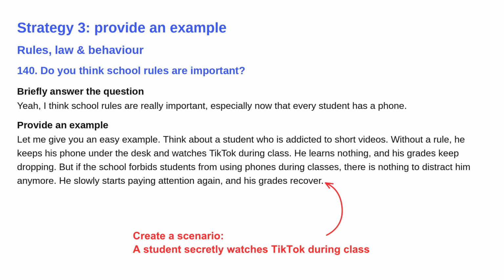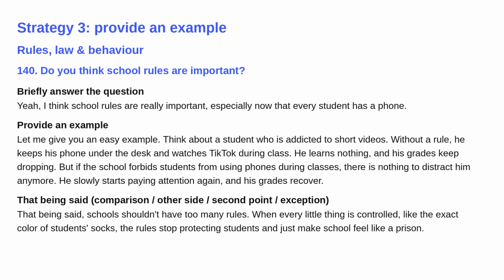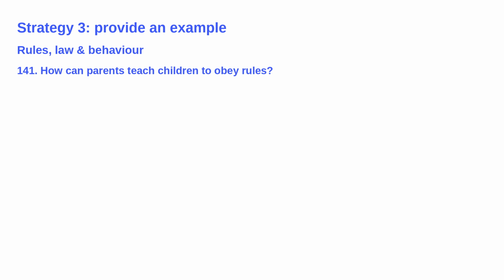But if the school forbids students from using phones during classes, there is nothing to distract him anymore. He slowly starts paying attention again, and his grades recover. That being said, schools shouldn't have too many rules. When every little thing is controlled, like the exact color of students' socks, the rules stop protecting students and just make school feel like a prison.